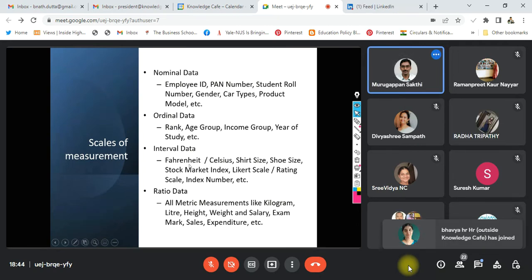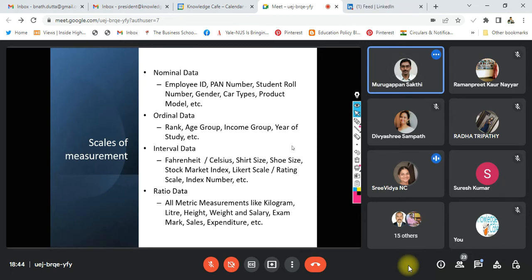Interval data: Fahrenheit, centigrade, shirt size, shoe size, stock market index, Likert scale, rating scale, index number, etc. Ratio data: all metric measurements like kilogram, liter, height, weight, salary, exam marks, sales, expenditure. Whatever measures have a standard unit of measurement, that is called metric measurement, and that is called ratio data. Are you clear now with these examples?